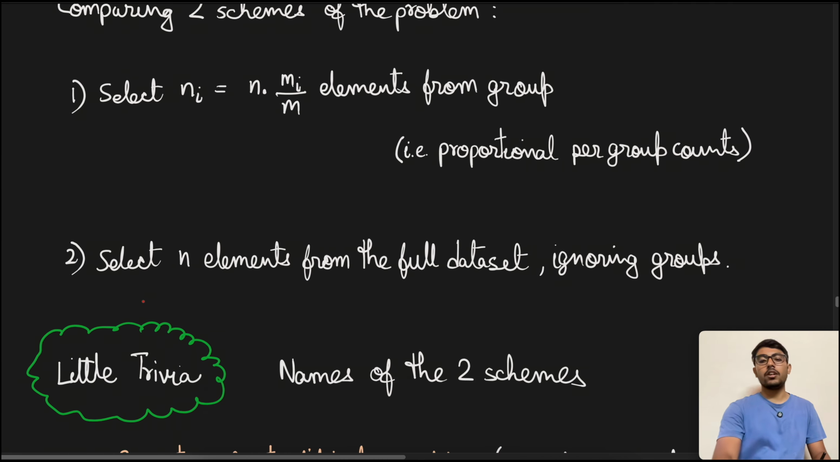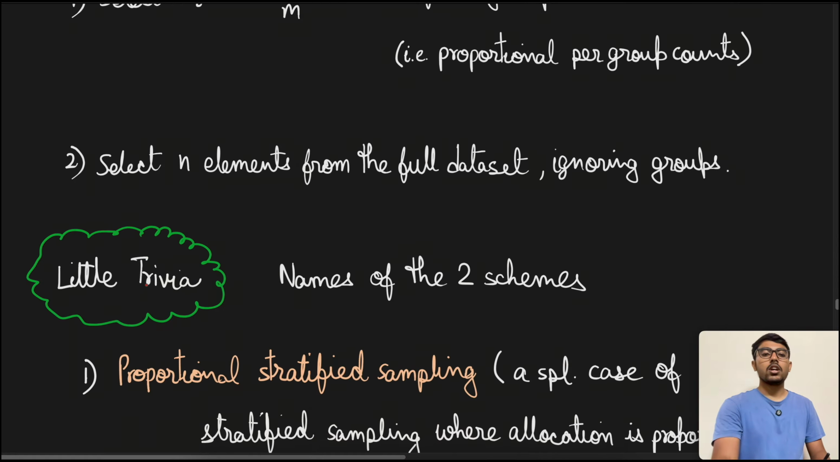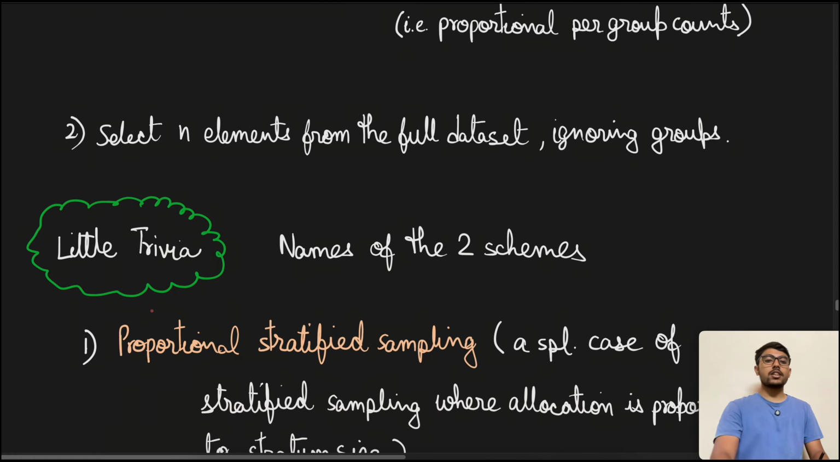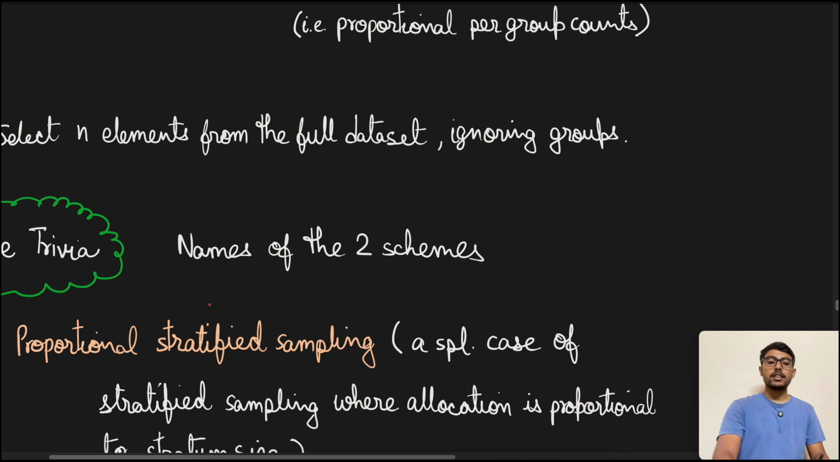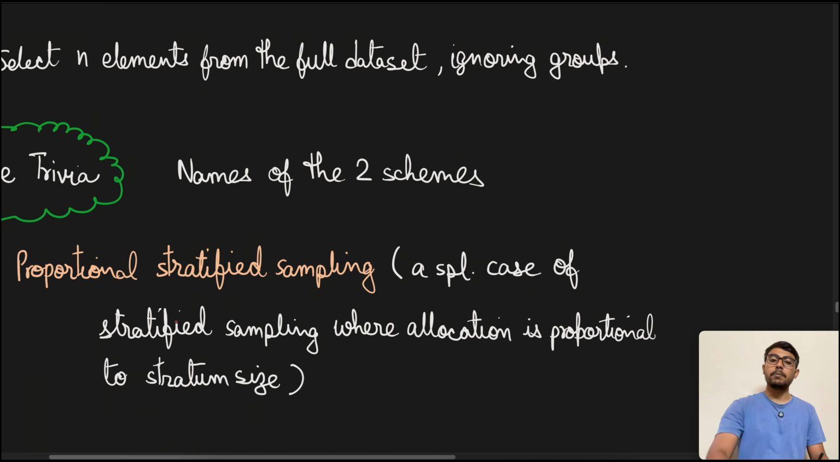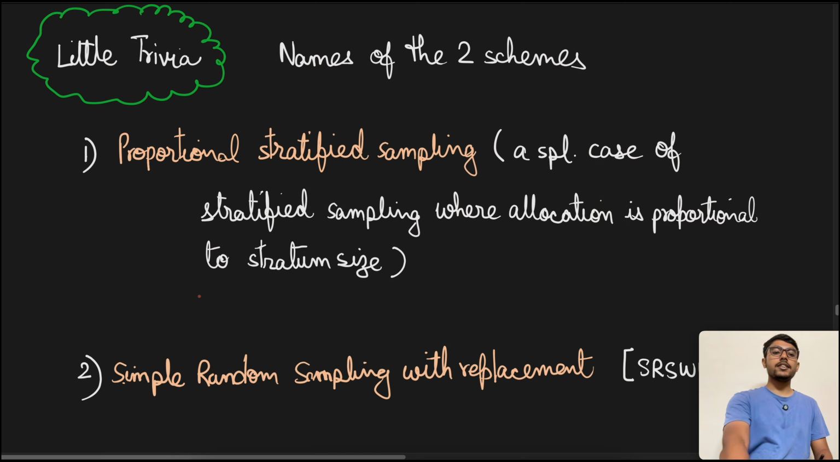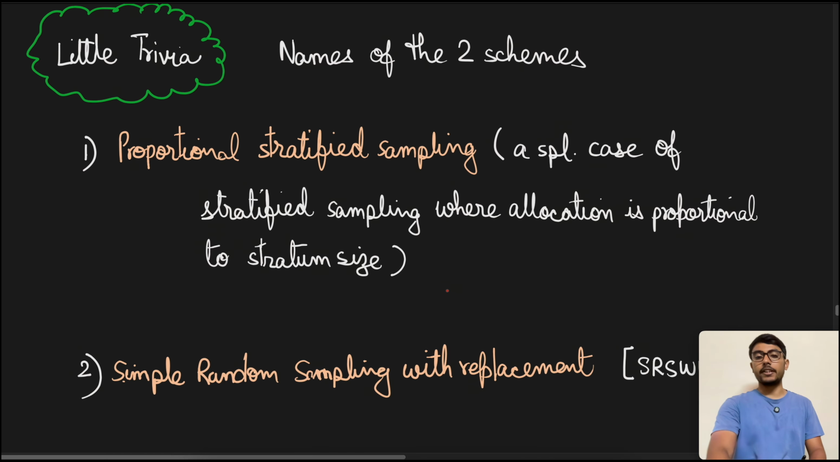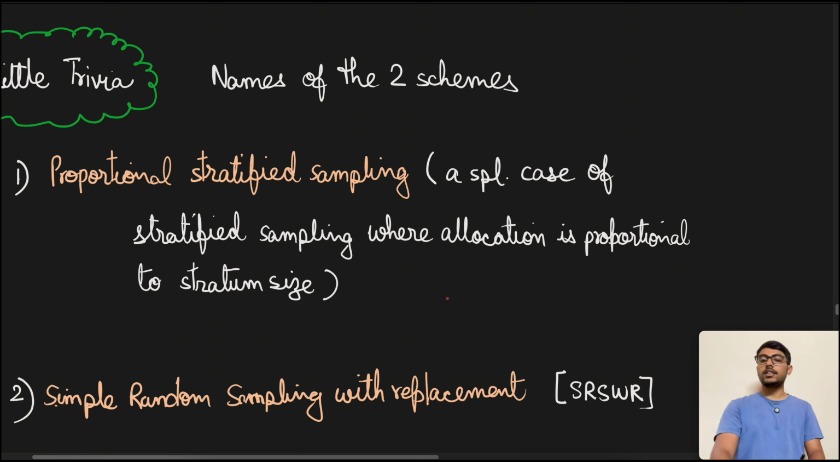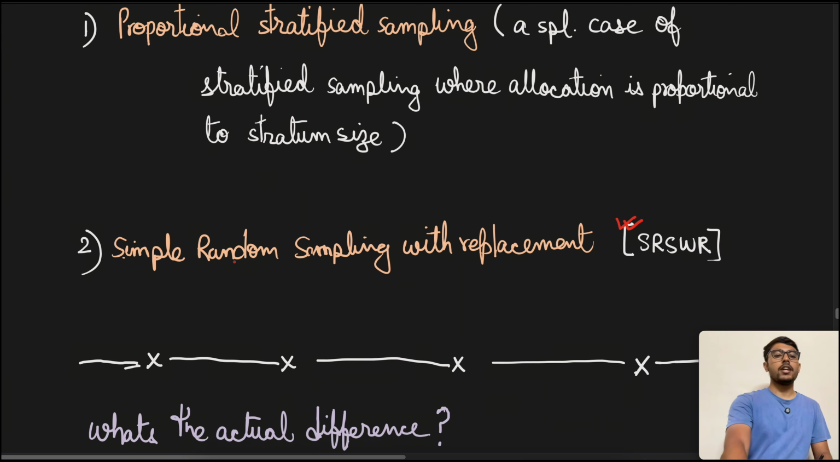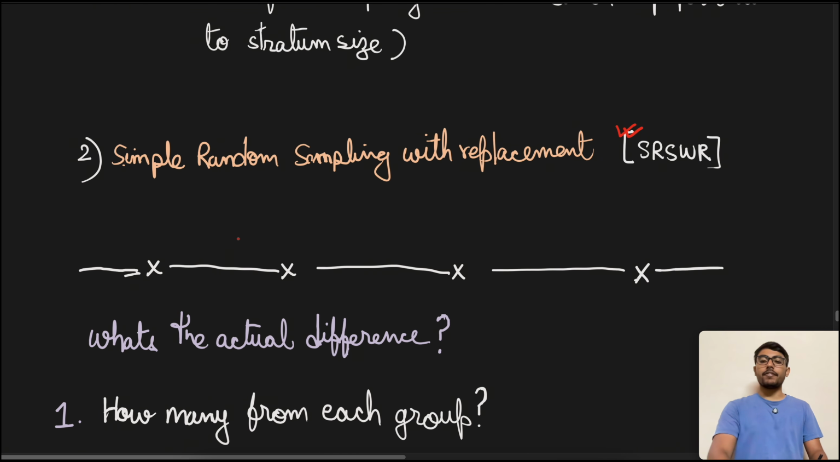Next, we come to a little trivia about what these two schemes are actually called, just so you know. So, the first scheme is proportional stratified sampling, and it is a special case of stratified sampling where allocation is proportional to the stratum size, group size. Next is simple random sampling with replacement, which is also called SRSWR in acronym. Next, we come to the actual difference between these two.